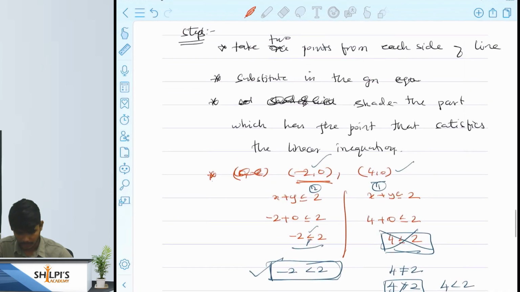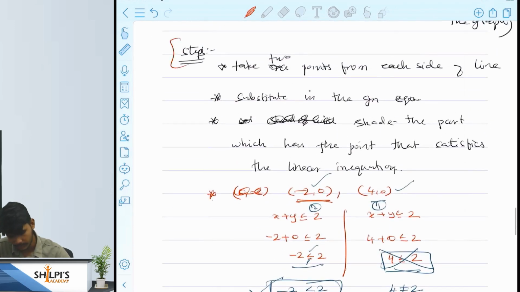So you should remember these 3 points. Take 2 points on either side of a line and substitute those 2 points in that equation. You want to shade the part which has the point that satisfies the given equation.